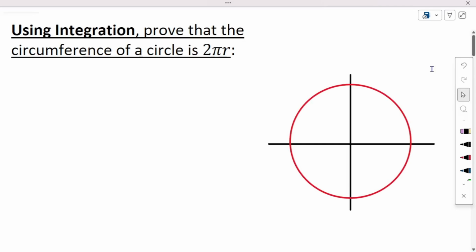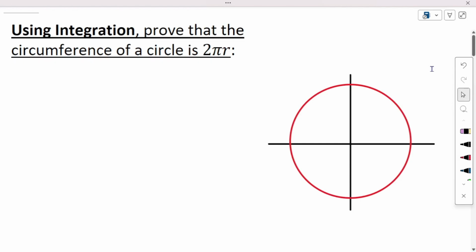Alright, so in this video, we are told that we need to use integration to prove that the circumference of a circle is 2 pi times radius. Well, if you were taking note in elementary school, like let's say high school, the elementary mathematics, by the way, this is actually the perimeter of a circle. 2 pi times radius is the perimeter of a circle, or it could be known as the circumference of a circle.